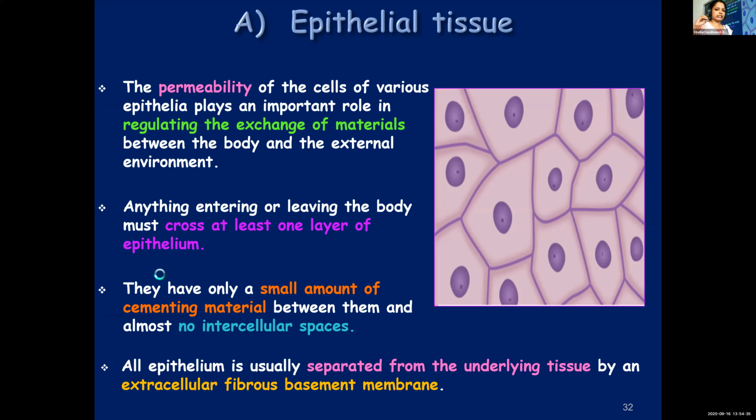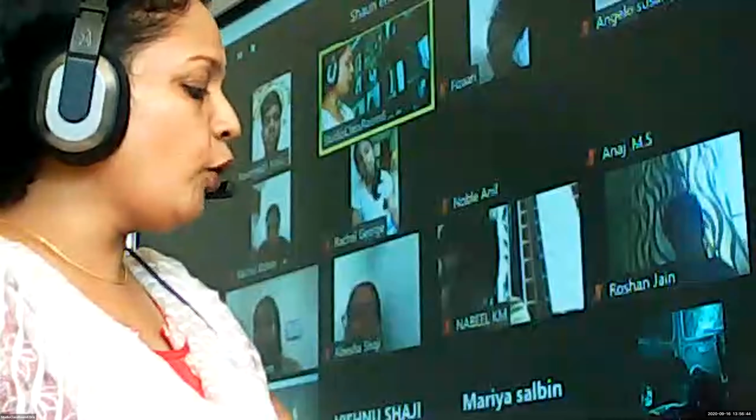So learn it now itself. Extracellular fibrous basement membrane. Three parts: extracellular fibrous basement membrane. What is special about this membrane? It separates epithelial tissue from the underlying tissues.